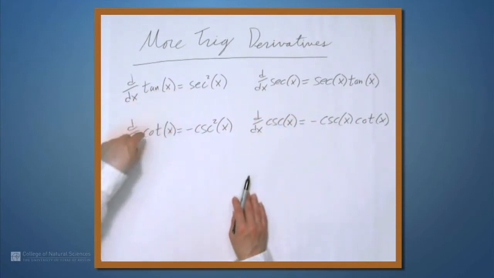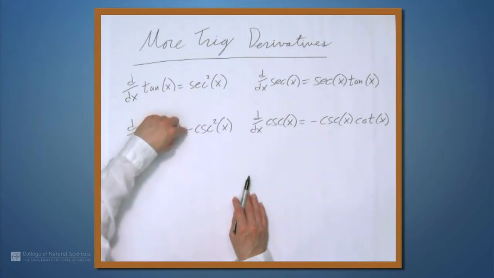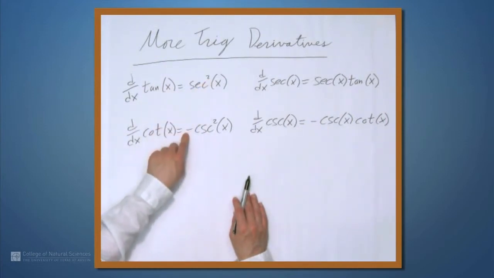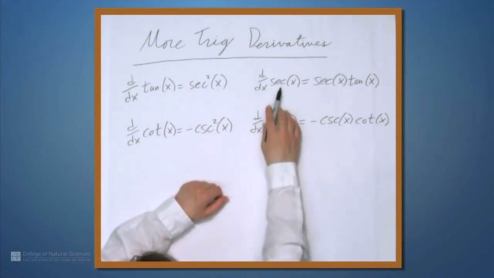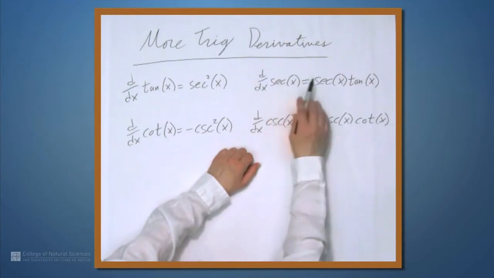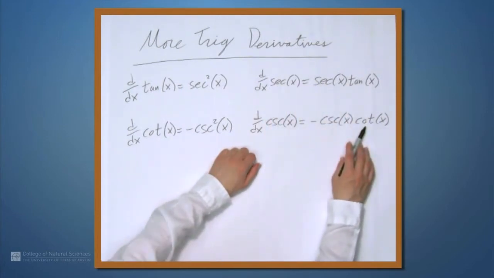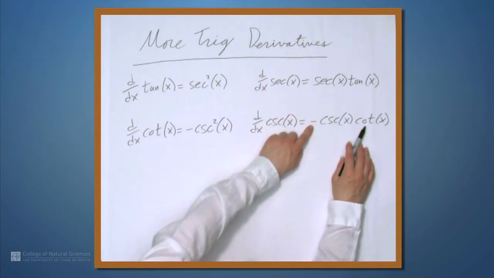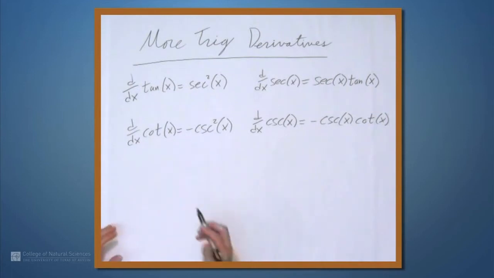So it looks like a lot to remember, but there are some nice parallels between tangent and cotangent. Tangent goes to secant, cotangent goes to cosecant. Right? The only difference here is this negative. So you got secant squared, negative cosecant squared. Likewise over here there are nice parallels, secant and cosecant. Secant goes to secant tangent, cosecant goes to cosecant cotangent, but again with a negative here. So if you see these patterns, it makes it easier to memorize. So let's look at an example.